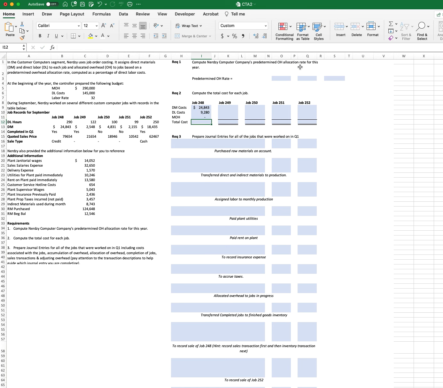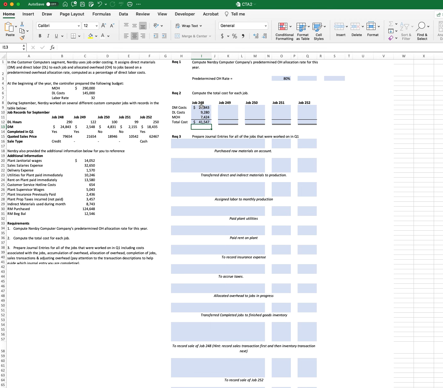Now it's not going to give us anything because I don't have anything there, but let's just say that I had 80%. Then it's going to calculate 80% of direct labor costs. And that is what we want it to do because we're saying predetermined overhead allocation is computed as a percentage of direct labor costs. So that's how you will determine manufacturing overhead, and then we'll do a sum to add all of those together for the total costs.